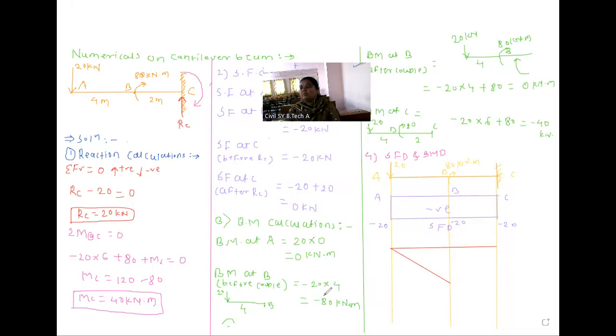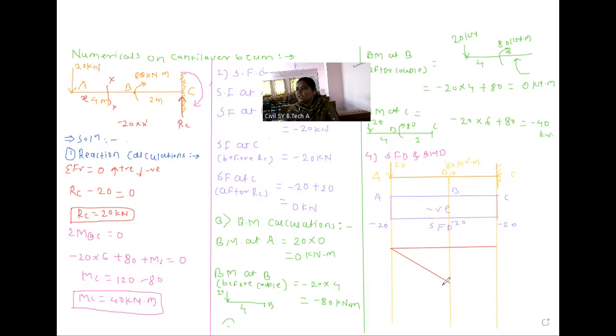Instead of this B, you take a section here. Suppose we have assumed that this is X distance. So we have to find out the moment at XX. This 20 pushes downward, so minus 20 into X. Now you observe, X raised to power is how much here? X raised to power is 1. If X raised to power is 1, at that time the bending moment equation is an inclined straight line. That's why I have drawn an inclined straight line here.